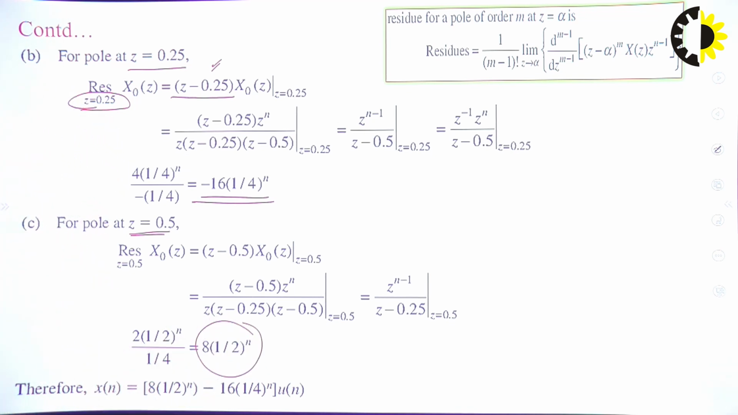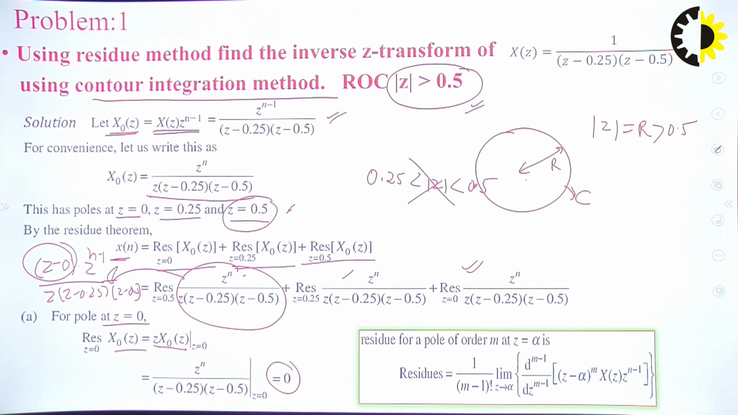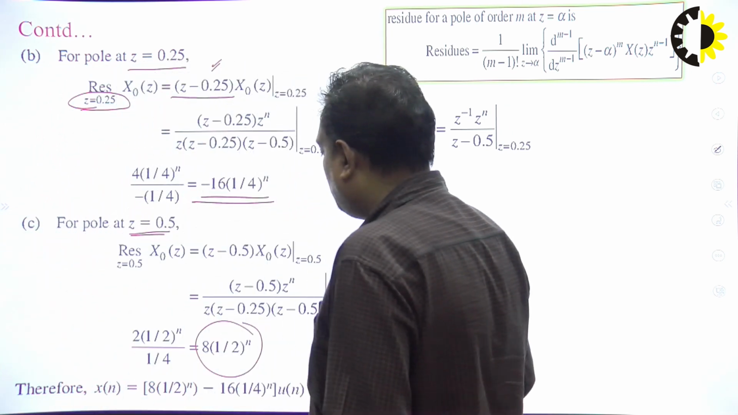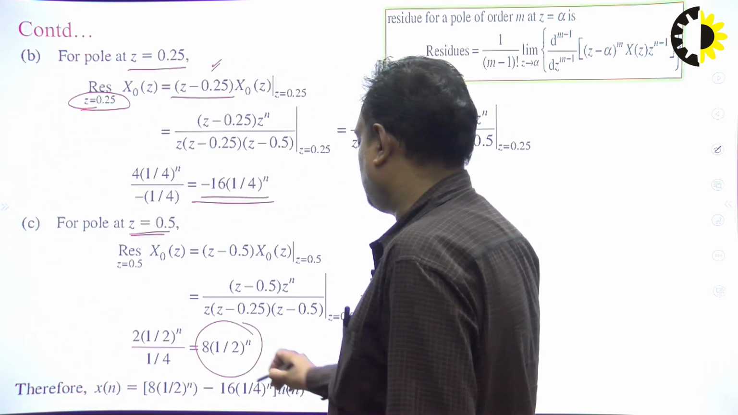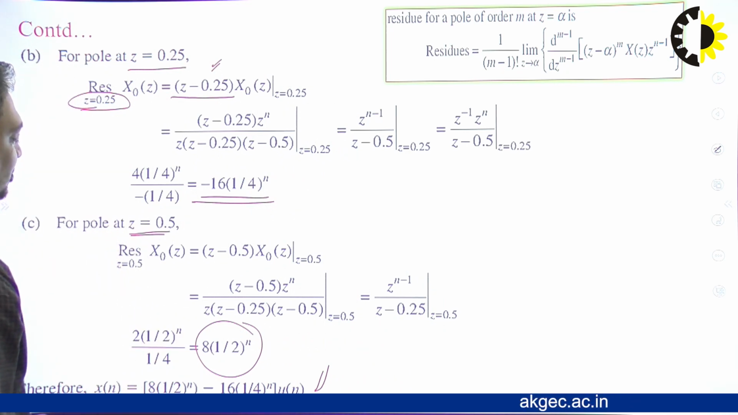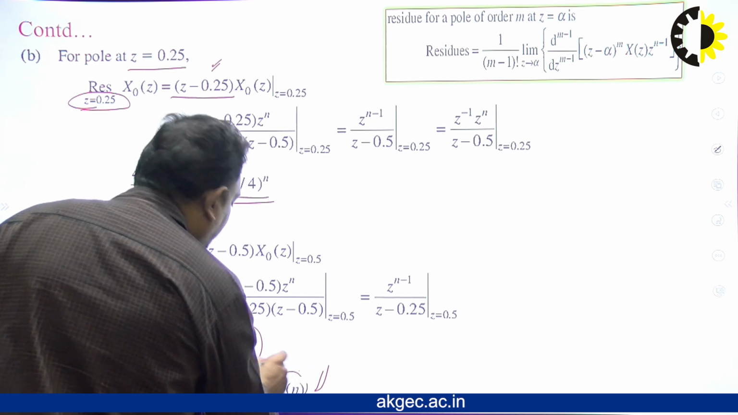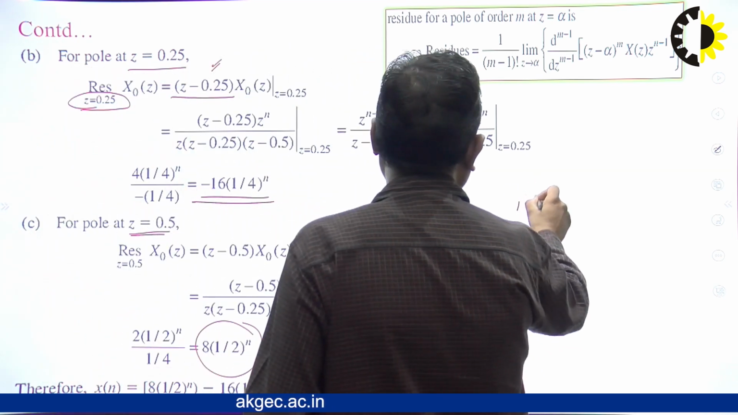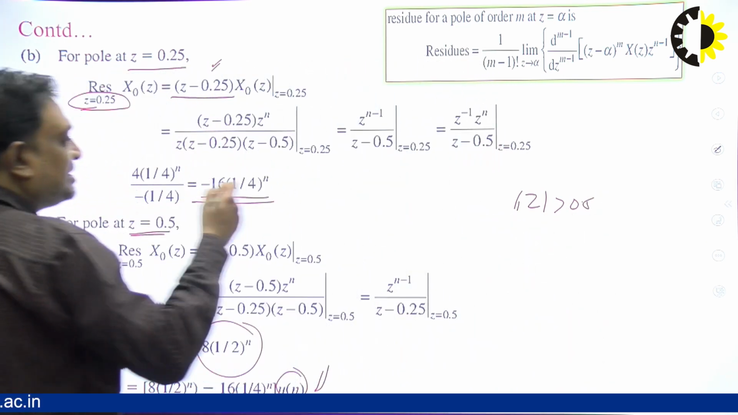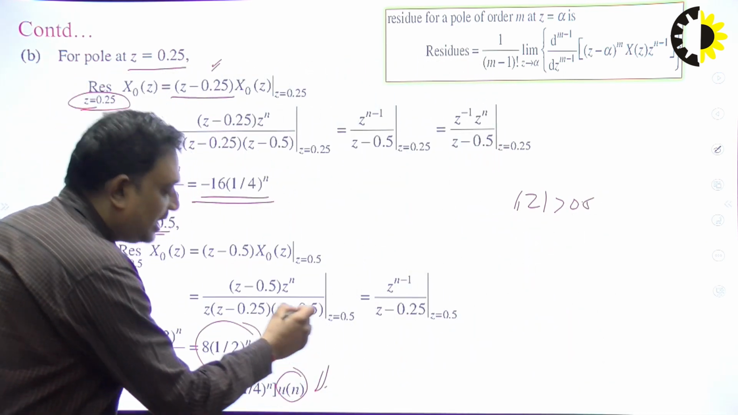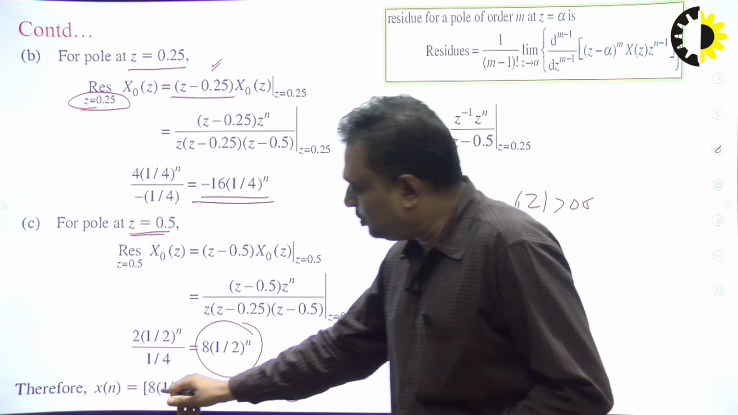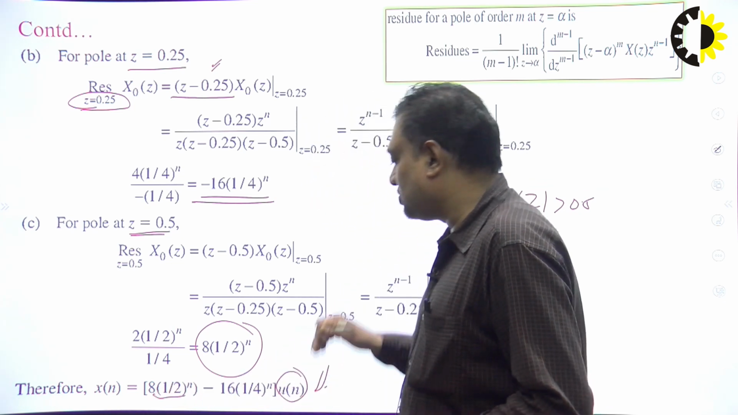Now we will sum all these residue values a, b, c. When we add up all these values, we find the solution: 8 (1/2)^n minus 16 (1/4)^n, times u[n]. Why are we taking u[n]? Because mod z is greater than 0.5 and the ROC is outward. An outward ROC means your signal is a causal signal. So you will get the causal signal corresponding to both of the poles. So that's why u[n] is also here.